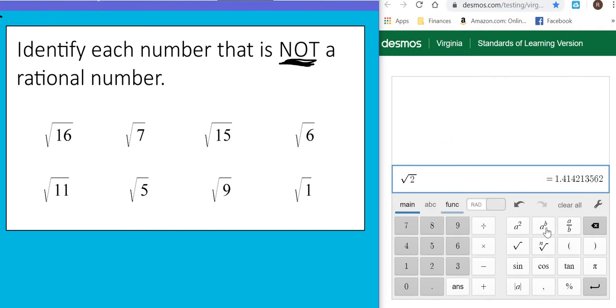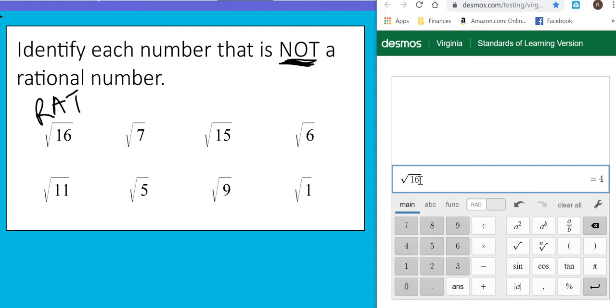So we're going to have to go through and put a lot of numbers in the calculator. We're going to start with the square root of 16. That gives us 4. That is definitely a rational number. Because if you're looking for things that are not rational, you're looking for irrational. So let's try the square root of 7. Oh boy, that goes on forever. That is definitely irrational.